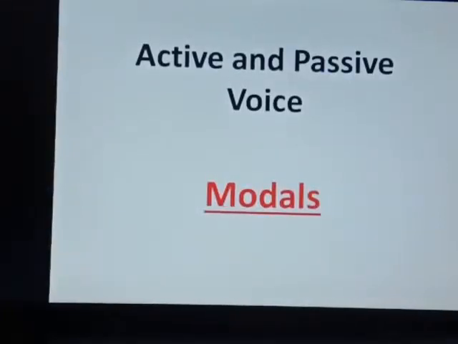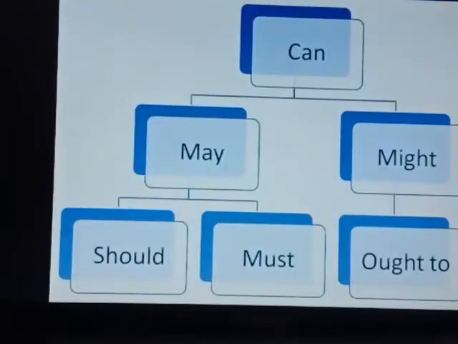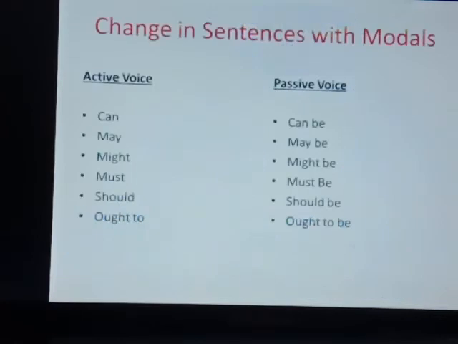Today I am going to teach you how to change the voice of some different types of sentences, such as modal auxiliaries and imperative sentences. First of all, I will start with modals. Some modals are can, may, might, should, must, ought to. To change the sentences from active to passive, certain changes will be there.